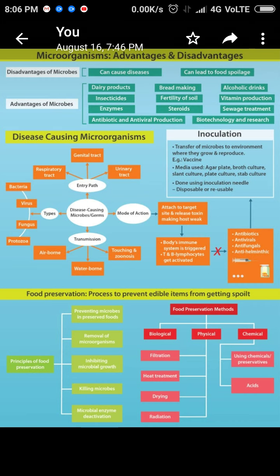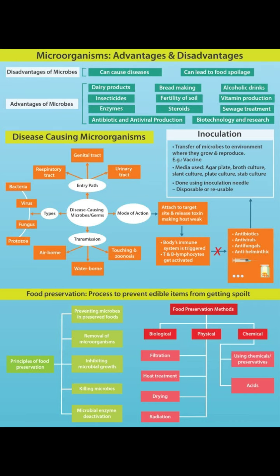So this is the flow chart for microorganisms, advantages and disadvantages. If you are asked to write for 2 marks what a microorganism is, you can just write about the disadvantages and advantages of microbes and stop there. And if you are asked to write anything related to microbiology or the scope of microbiology, you can just draw this diagram and you will get good marks.